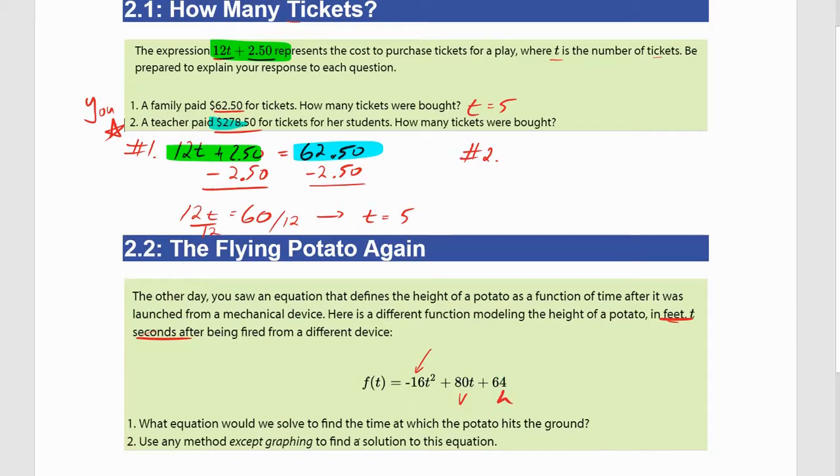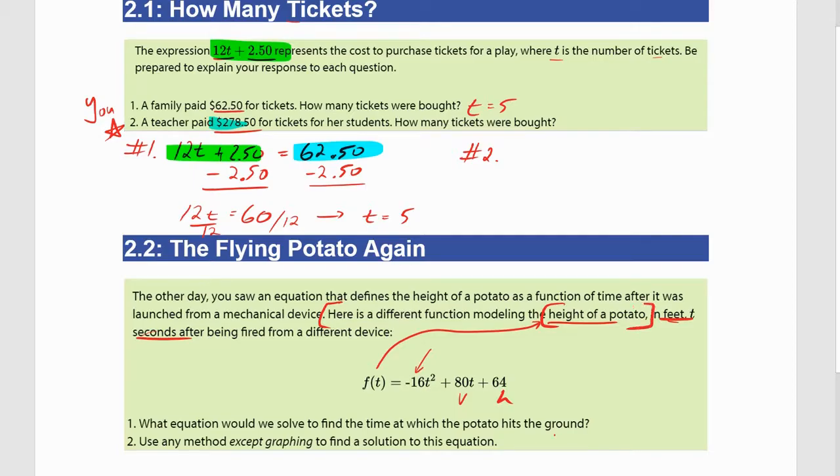So what equation would we solve to find the time at which the potato hits the ground? So f of t is our output. Okay. Now, here's a different, so let me read this part real quick. Here is a different function modeling the height of a potato. So this right here, f of t, means the height of the potato.